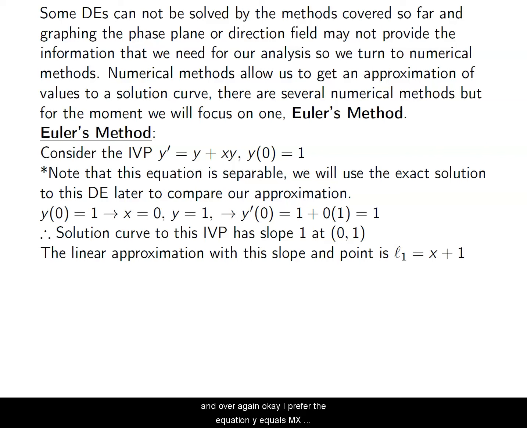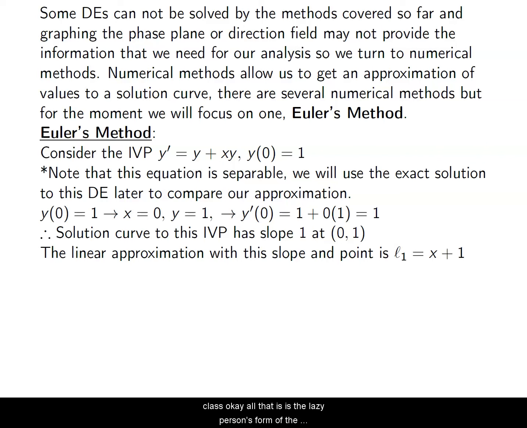I prefer the equation y equals mx plus b because it tells you what your y-intercept is and it tells you your slope. It's useful for everything. I see a lot of students that like to use the point slope form, y minus y naught equals m times x minus x naught. That equation is trash. Please don't ever use that in my class, okay?